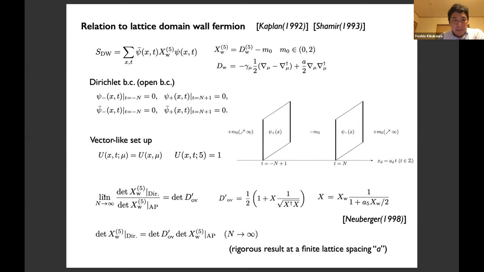In this case, the partition function of the original domain wall fermion defined by the Dirichlet boundary condition, if it is divided by the same operator defined with the antiperiodic boundary condition, then this combination actually reproduces the overlap fermion determinant. So this ratio of the five-dimensional determinant is given by the four-dimensional determinant of the overlap Dirac operator, defined in an expression slightly different from the original one. But if we take the continuum limit in the fifth direction, then you recover the original definition of the overlap Dirac operator. This is a rigorous result at finite lattice spacing a, given by Neuberger.